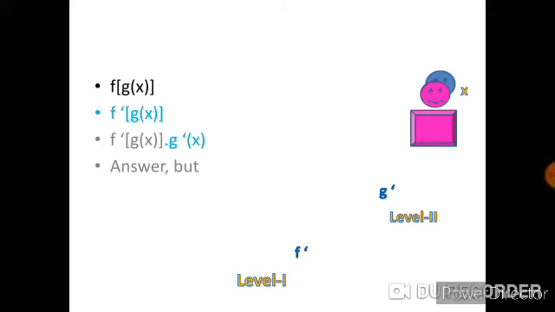But some people make a mistake. They write f dash inside the bracket with g dash of x. See, at one stage you can take the derivative of one function only in case of a composite function. At the first stage you have to take the derivative of the outer function keeping the inner function as it is, and then at the second stage go for the derivative of the inner function. So we can't write this. The step f dash of g dash of x is wrong. I think now it is very clear to you.